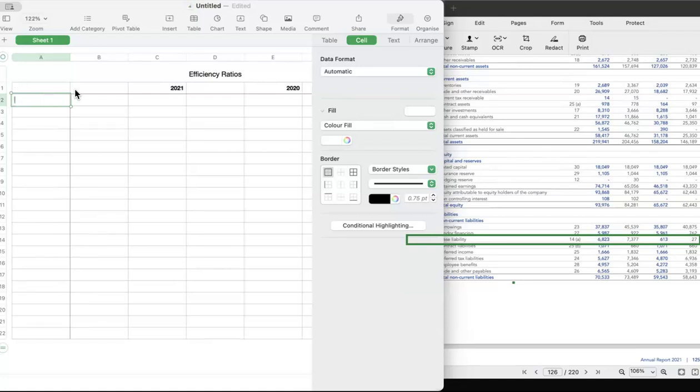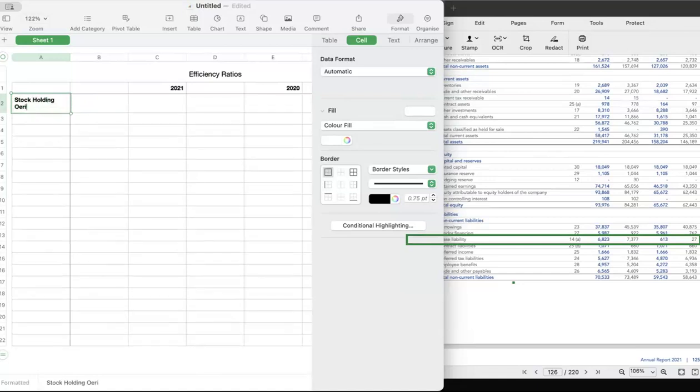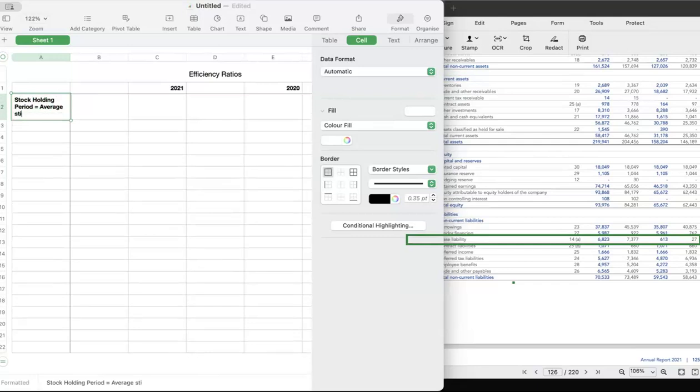Stock holding period equals average stock divided by cost of sales into 100.